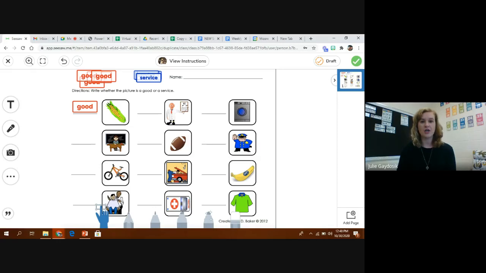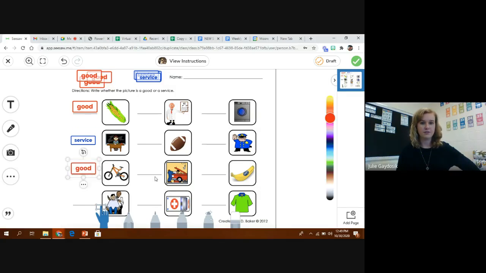This one is a teacher. Is a teacher a good? Can you buy a teacher at a store? If only we were that lucky. No, it's a service. That's right. So you would move the word service down. What about a bicycle? Is that a good or a service? That's right. That's a good. So you'd move the word good down.